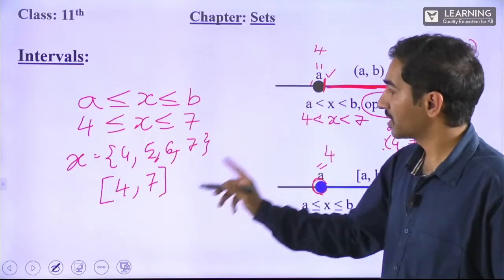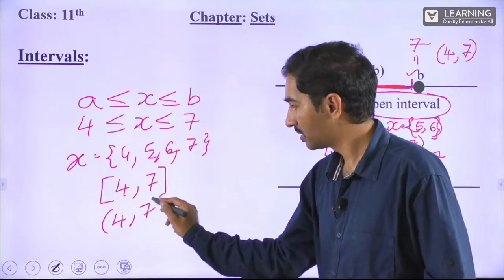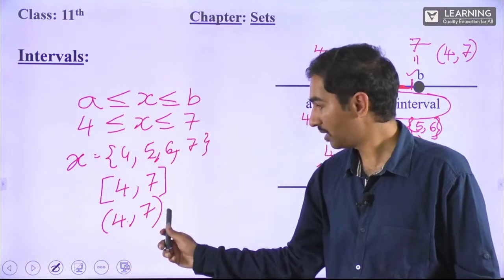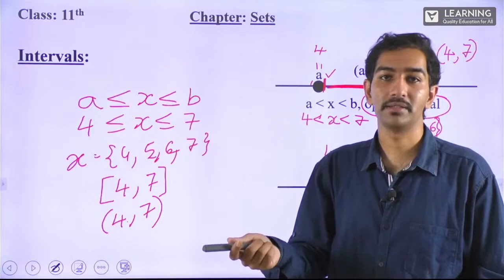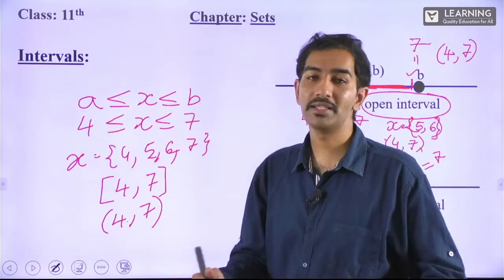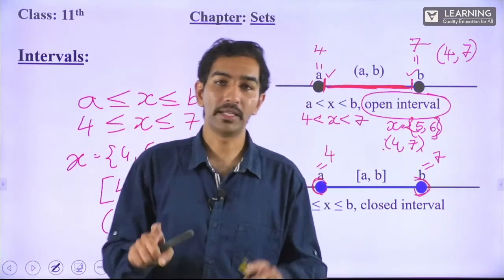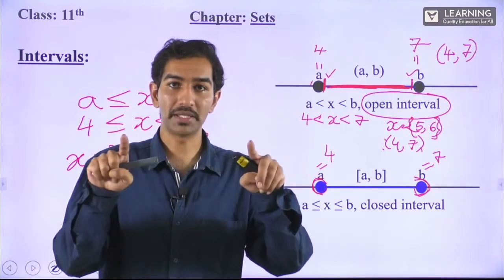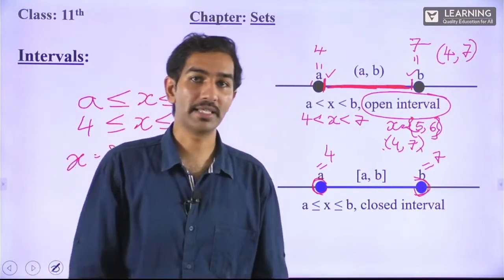In the very first example, how do we write? Curved bracket 4 comma 7. We cannot include 4, we cannot include 7, but we can include the numbers between 4 and 7. So that is 5 and 6. Understood, students? So this is the difference between open interval and closed interval. Open intervals are represented by curved brackets. Closed intervals are represented by square brackets. Okay, we'll move on to the next slide.